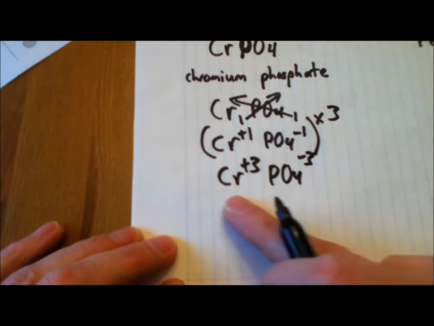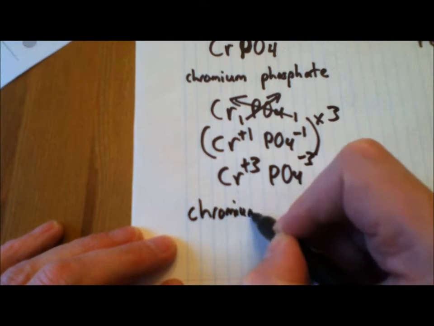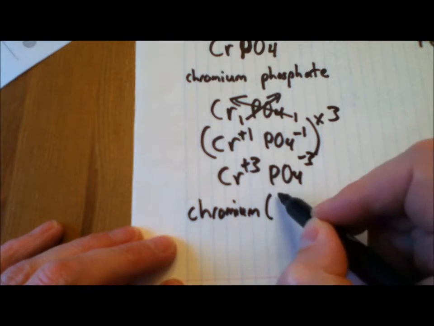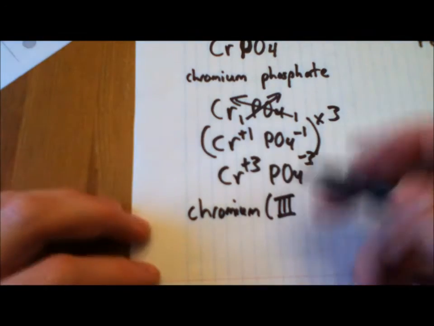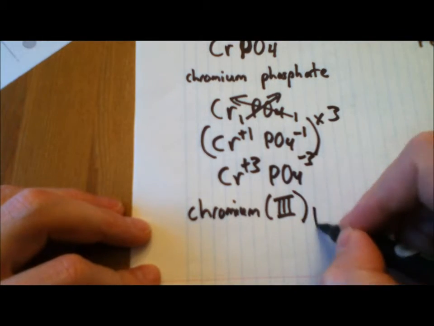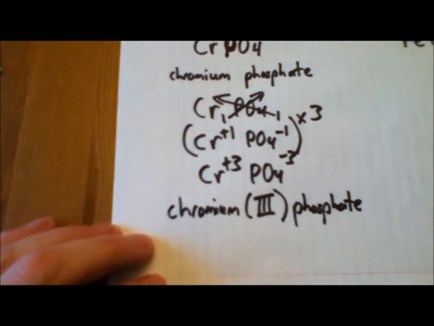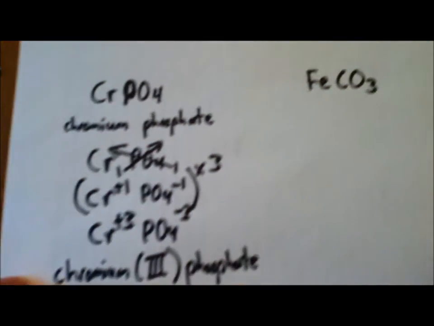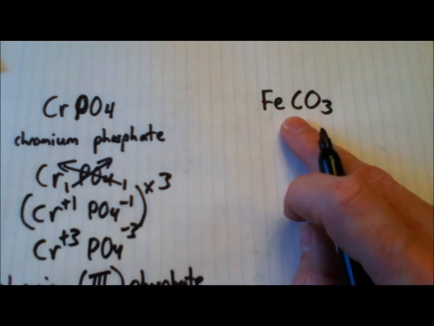Now, since we've got this, we finally write our name, chromium 3, and that's Roman numerals 3. And again, we get that on the back of our periodic table. We notice that 3 is Roman numerals 3, so triple I there, and then we write phosphate. And we're done. Now what I want you to do is pause the video and try and figure out FeCO3.